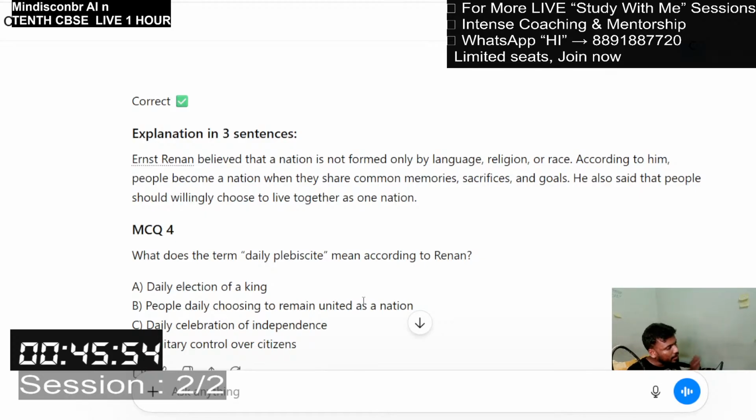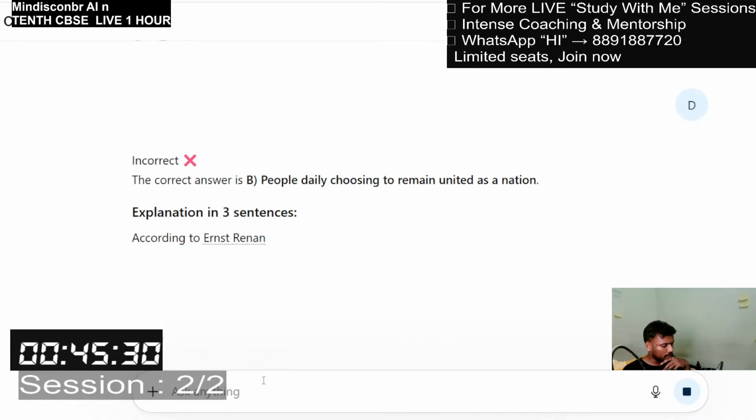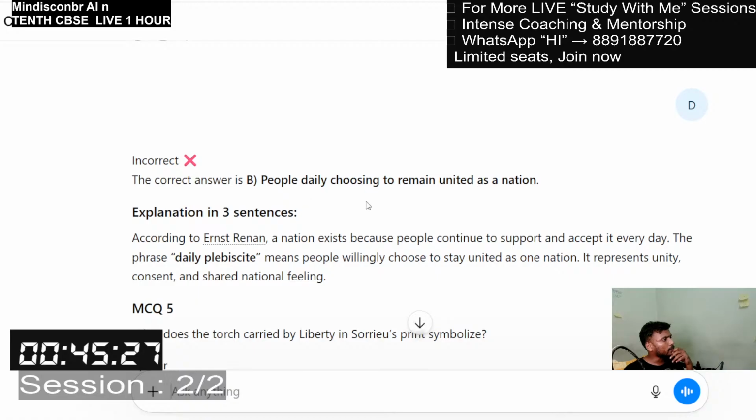What does the term daily plebiscite mean according to Renan? Daily election of a king. No. People daily choosing to remain united as a nation. No. Daily celebration of independence. Military control over citizens. Daily plebiscite: people daily choosing to remain united as a nation. A plebiscite is a direct vote by which all the people of a region are asked to accept or reject a proposal.